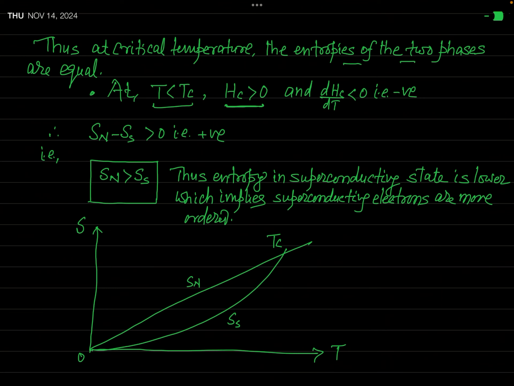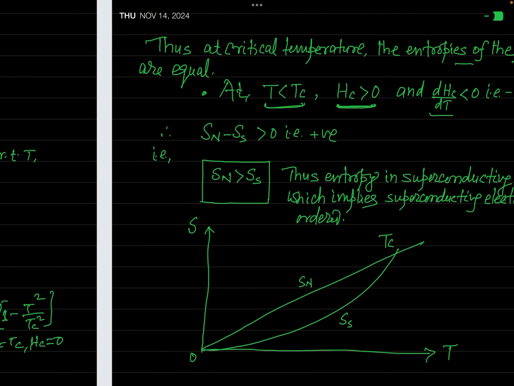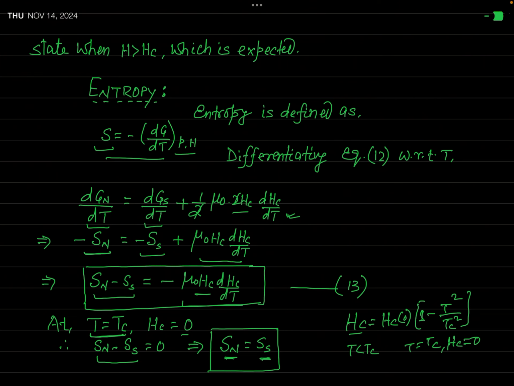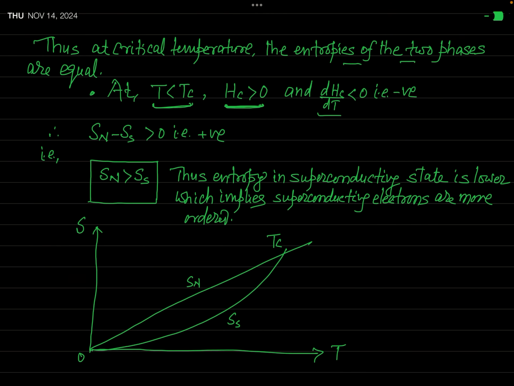So you can say that in general, when T is less than Tc, that is when the temperature is smaller than the critical temperature, then this critical field is positive, that is, greater than 0. And dHc by dT will be negative, and you can find it from here. dHc by dT is negative. How can you say that?